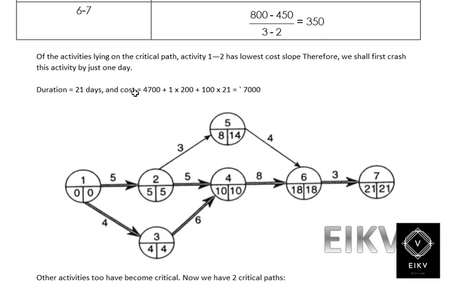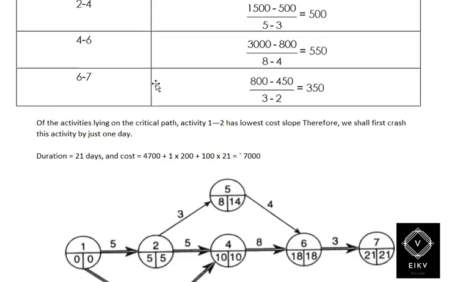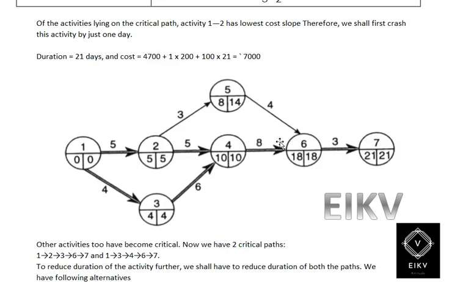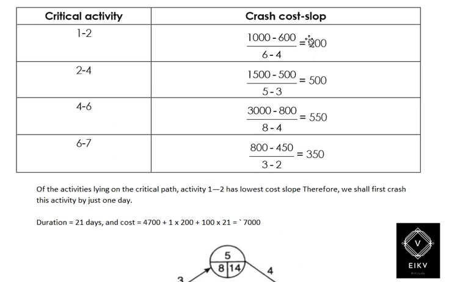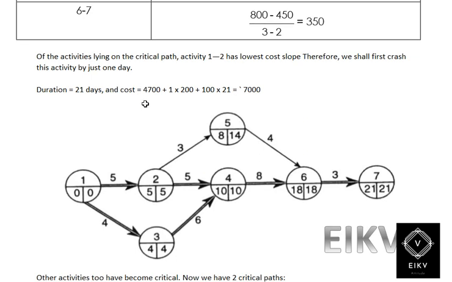So the duration will be 21 days and the cost will be 4700 plus 1 into 200, that is the crash cost, plus 100 into 21 days, which will give you 7000 as the cost. Therefore, the crashed activity 1 to 2 will be 5 days, and the rest are all the same. Right, next one is duration 21 days.